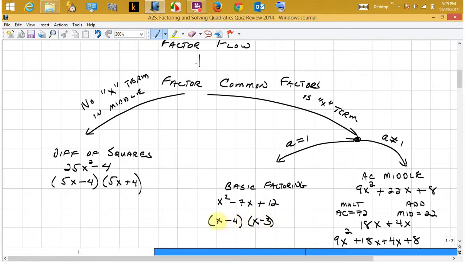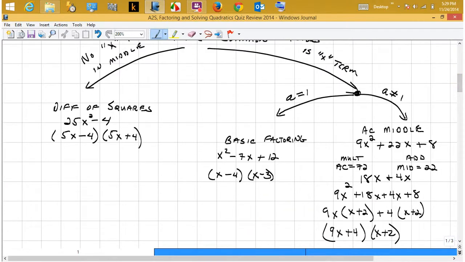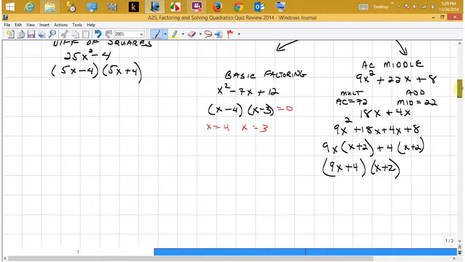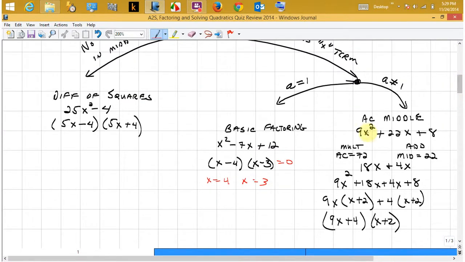And if it's a factor, you're just going to leave it in factored form. Of course, if it was solve, you'd have this equal to 0, so you'd say x is equal to 4, x is equal to 3, right? But you only do that if it says solve. And the other technique is if the a in front of the x squared is not a 1, like if it's a 9, and you've factored everything out, you're going to have to use the AC middle technique.